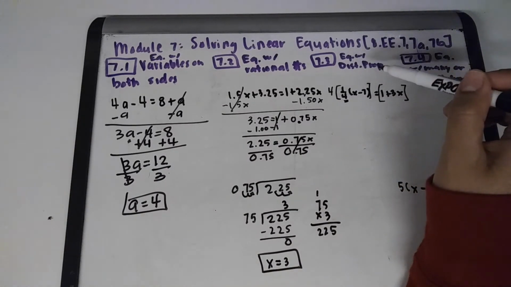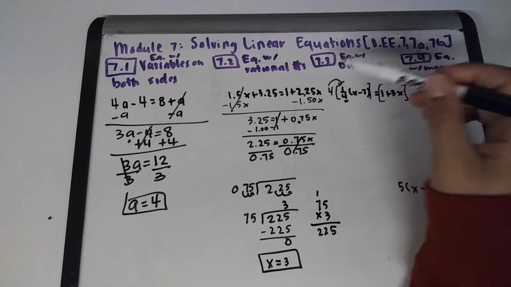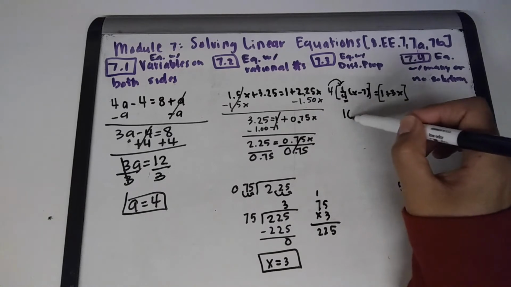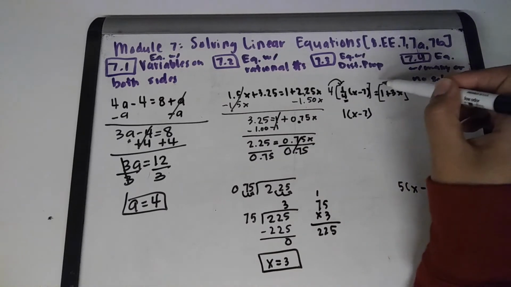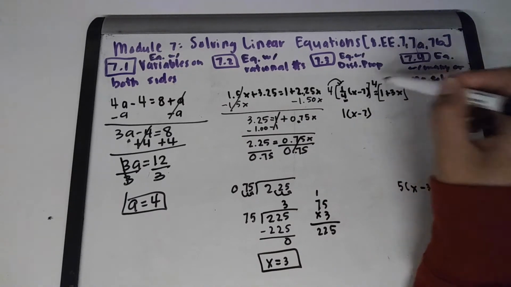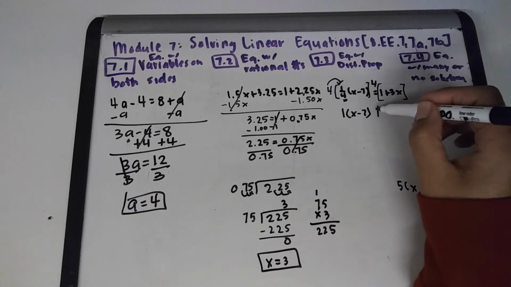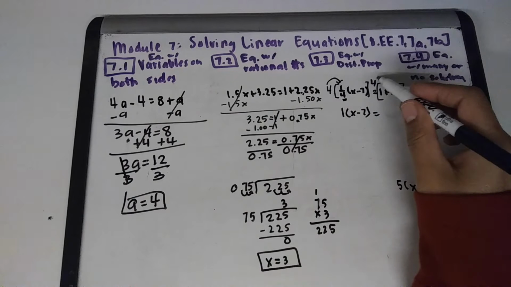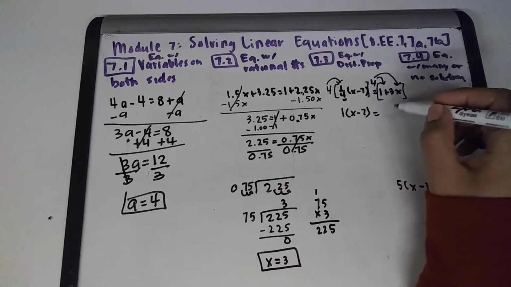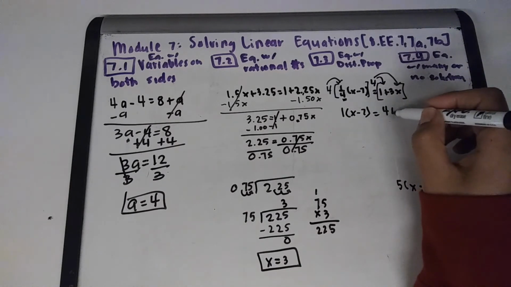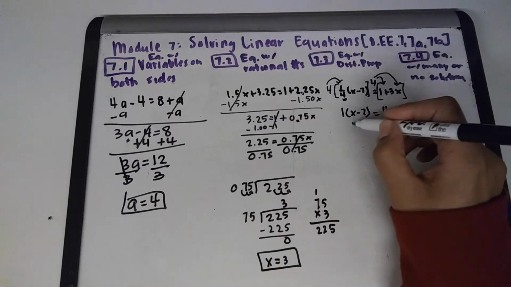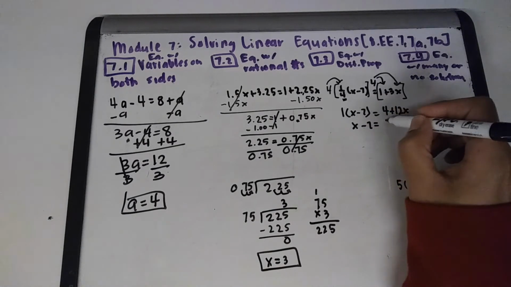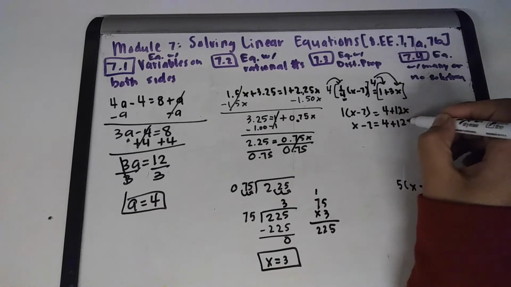Remember, when I do this, I only multiply by the number outside in this case. So then I end up with 1x minus 7. I'm going to multiply by 4 on this side as well. So I end up with 4. So I have to do it to each one of those terms. So then I do 4 plus 12x. So I have x minus 7 equals 4 plus 12x.